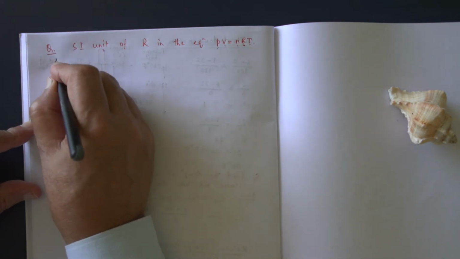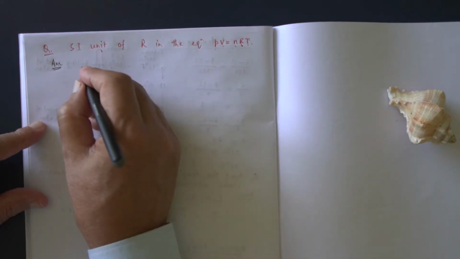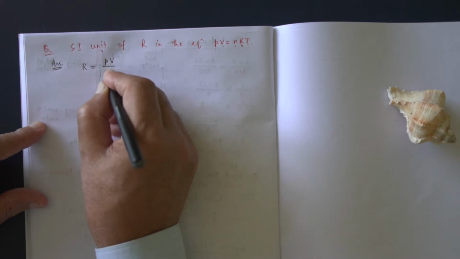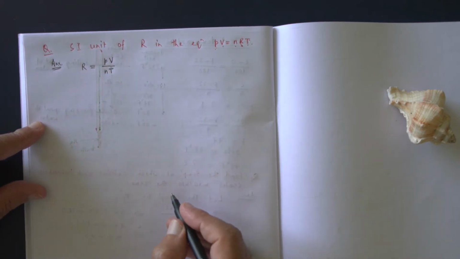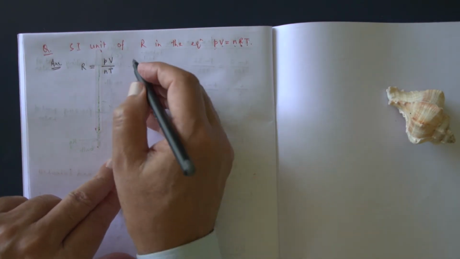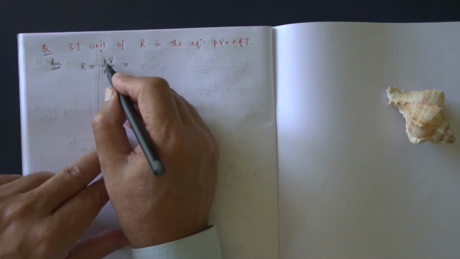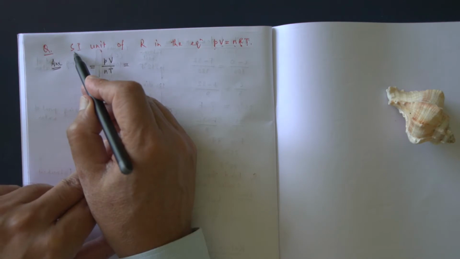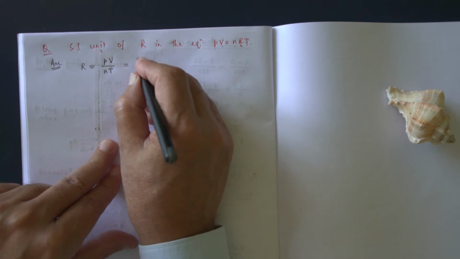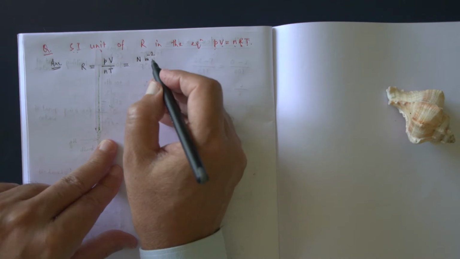So you first write like this. Say from this equation, R equal to PV by nT. Now you write the units. What is the unit of pressure in SI? আন্তৰ্জাতিক পদ্ধতিত প্ৰেছাৰৰ ইউনিটটো কি আছিল? নিউটন পাৰ মিটাৰ স্কুৱেৰ or Pascal.